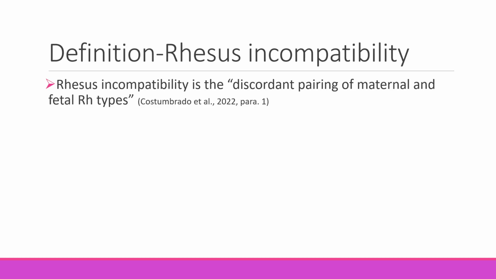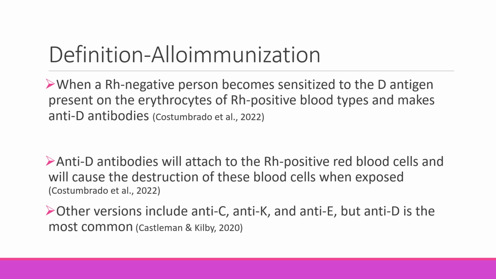The definition is rhesus incompatibility. It's the discordant pairing of maternal and fetal Rh types. When an Rh negative person becomes sensitized to the D antigen present on the erythrocytes of an Rh positive blood type, the person makes anti-D antibodies. The anti-D antibodies will attach to the Rh positive red blood cells and will cause the destruction of these blood cells when exposed. Other versions include anti-C, anti-K, anti-E, but anti-D is the most common.